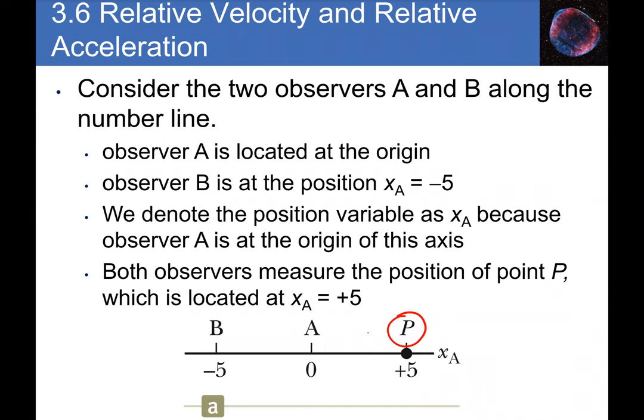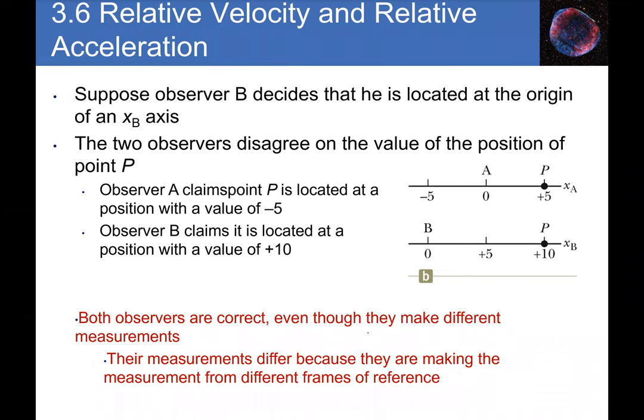Now, exactly what I was saying: suppose observer B decides that he is located at the origin of his own coordinate system. That means saying, you know what? Where I stand is the reference. And then point P is 10 meters away from me, so I'm going to measure that position as plus 10. And observer A then claims point P is located at a position of plus 5, which is to the right of observer A.